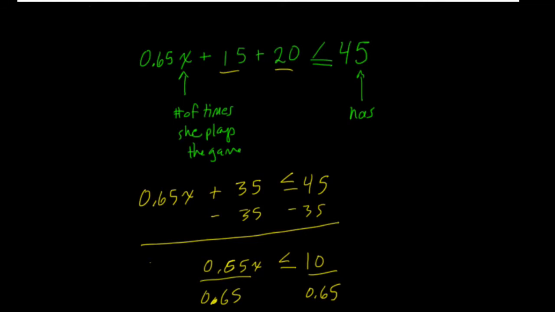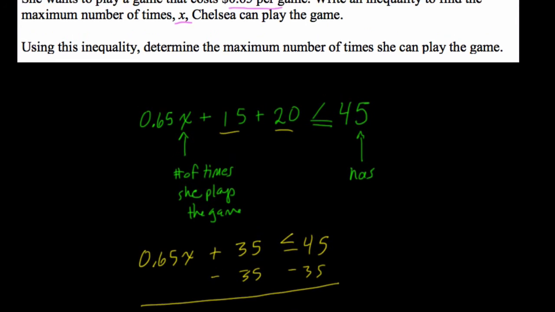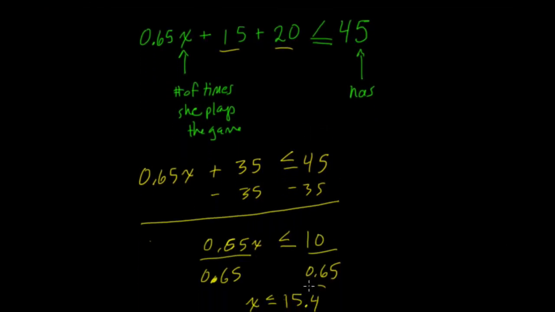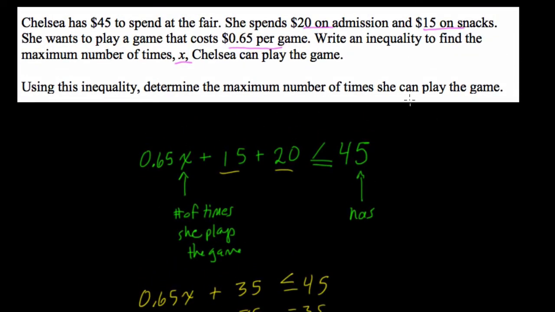Well, what do they want in this problem? Because you can't play 15.4 games. We want the maximum number of times she can play the game. So this could be our answer so far, but I would say she could play 15 times. I think the answer is x equals 15, because she can't play 16 games, that would bring her over her budget, and you can't really play 15.4 games. So here the answer is just 15.